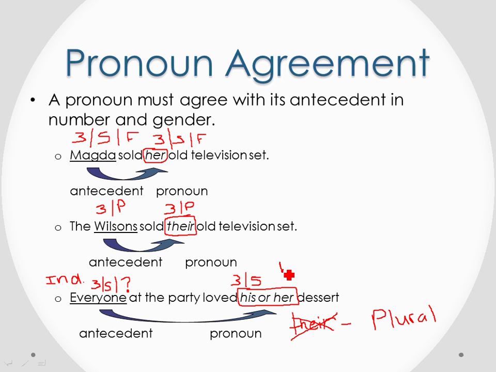You'll often see this abbreviated like this, his slash her. Okay, so if you see it like that, that is why. It's because it's representing his or her.